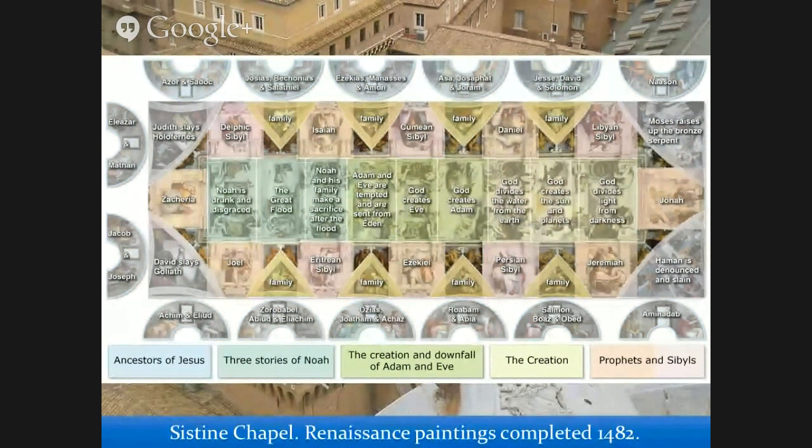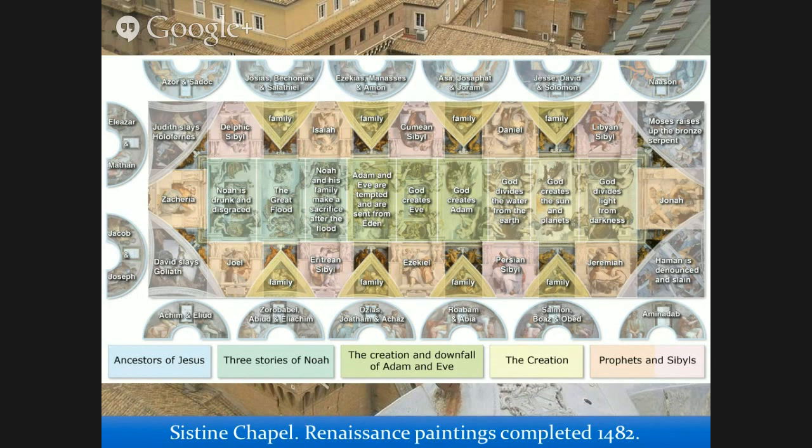So around the outside, who do we see? Who are some people in here that you recognize? They're individual people. You may not know them. Prophets, yes. So we have the prophets interspersed along the outside. You've got a lot of the main prophets and some of the minor prophets, intermixed with probably some people you may not know, the Sibyls.